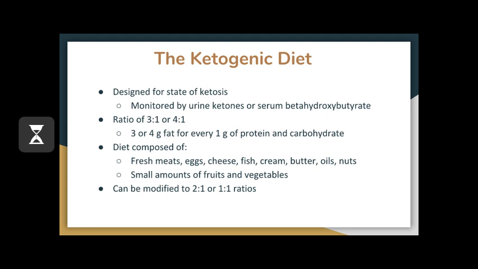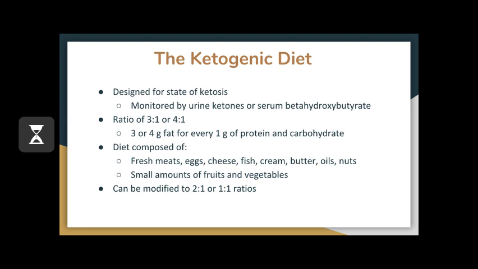The ketogenic diet is designed for a state of ketosis, and it's monitored by urine ketones and the serum beta hydroxybutyrate. Its most common form is in a ratio of 3:1 or 4:1. So that just means that 3 or 4 grams of fat for every 1 gram of protein and carbohydrate combined.